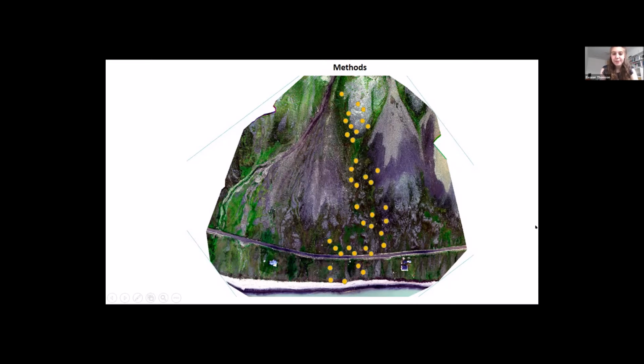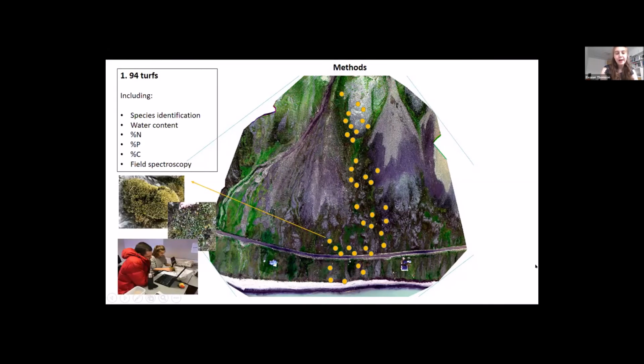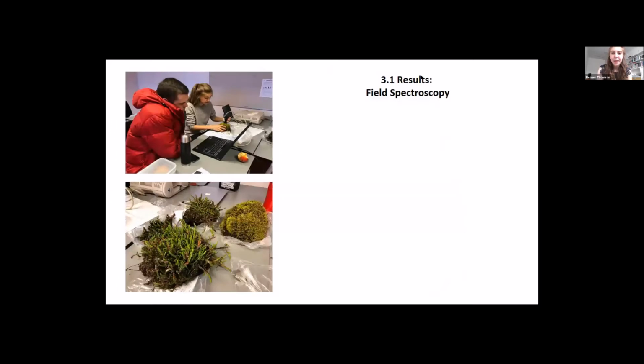And secondly, we took vegetation information. So across the site, we extracted 94 turfs. You can see the turfs here. They measured about 20 centimeters by 20 centimeters. And we took species ID, trait information, and also this field spectroscopy data. And we also took some extra species information as well. And all of these points were GPS'd with a very high spec differential GPS.